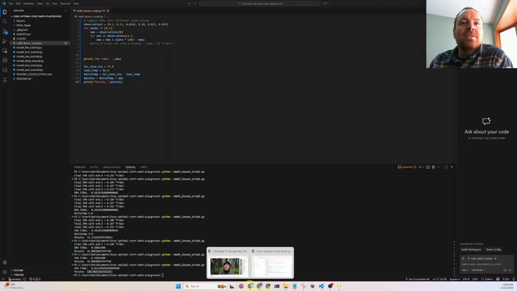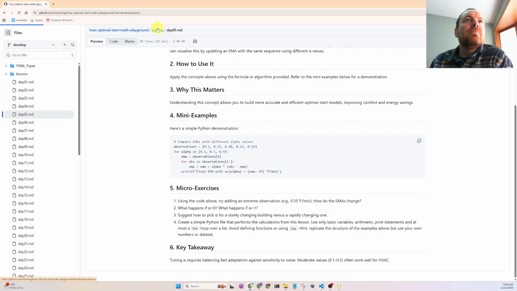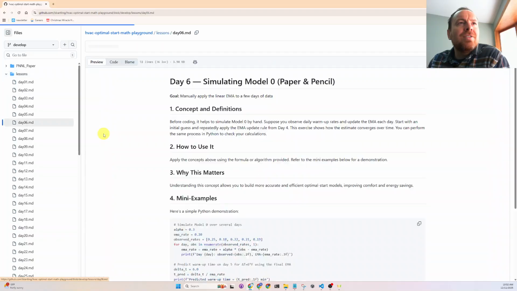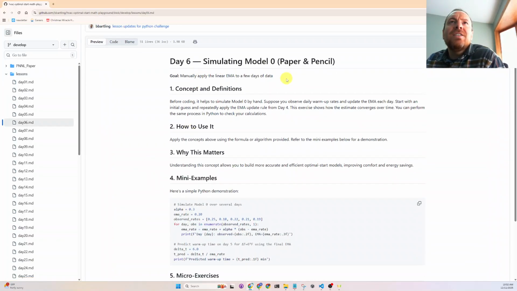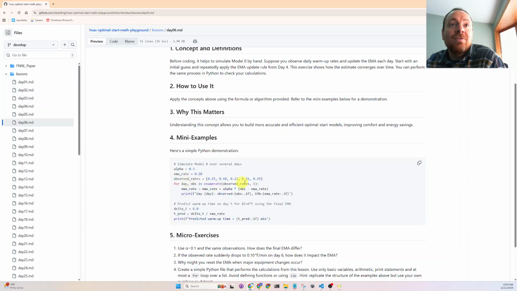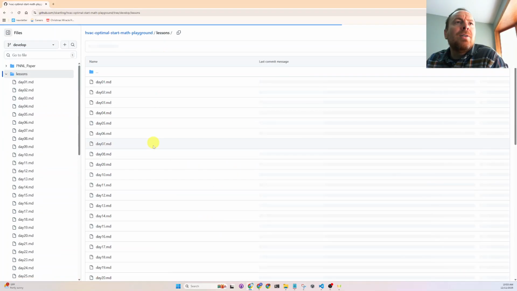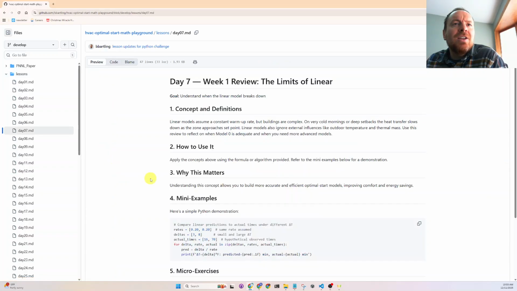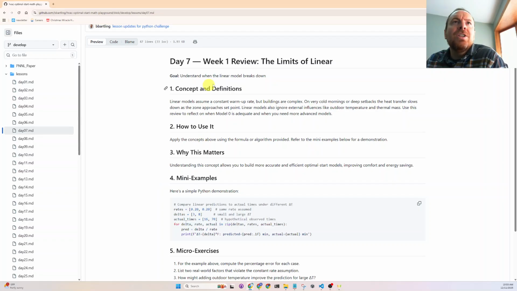I think let's look at day 6. So day 6 is probably pretty similar. We're just still looking at these exponential moving average linear models. Day 7, I think, would be the last day for the linear model. Week 1 in review, limits of linear. So in theory, I think these linear models don't perform very well. So we have just 2 more days of the linear models, and then we get into the quadratic regression. Alrighty, see you guys for day 6.